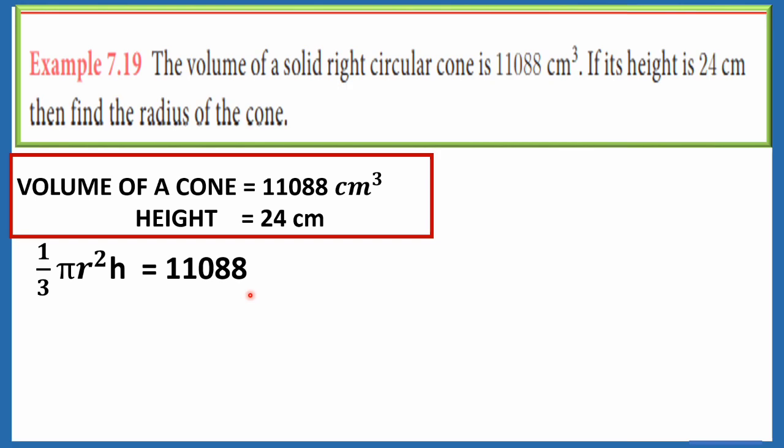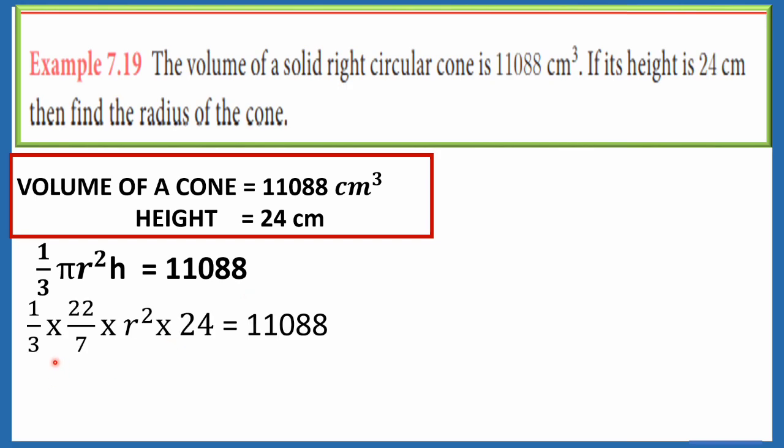Substitute the values. Instead of pi, substitute 22 by 7. Here this 3 and 24 get cancelled. So 8. We have to find this r. So write r square as it is and take the remaining terms to the right hand side. What happened? This 22 by 7 we write in reciprocal. This 8 is in the numerator, so we write it in the denominator.